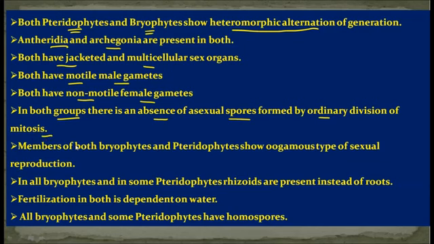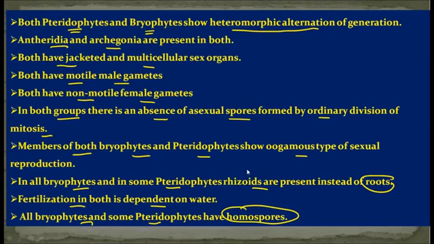Members of both bryophytes and pteridophytes show the oogamous type of sexual reproduction. In all bryophytes and some pteridophytes, rhizoids are present instead of roots, and fertilization in both is dependent on water. And the last one is that bryophytes and some pteridophytes have homospores. All right. So you should remember these points, they are very important points. And if you write these 10 points in a row, you will get the complete marks. So these are the very important 10 similarities between the pteridophytes and the bryophytes.